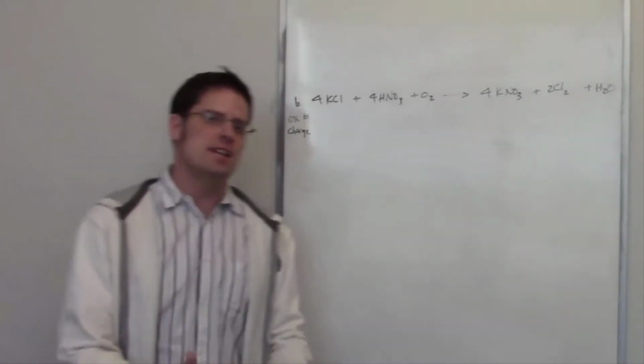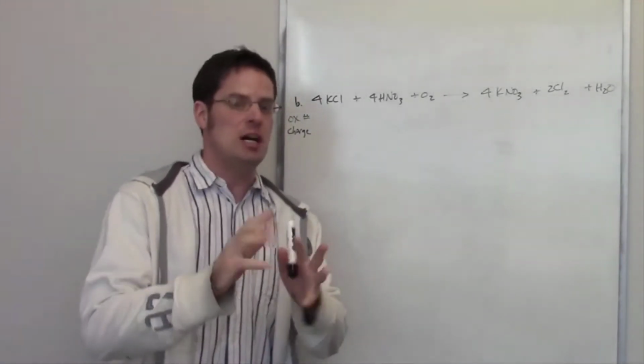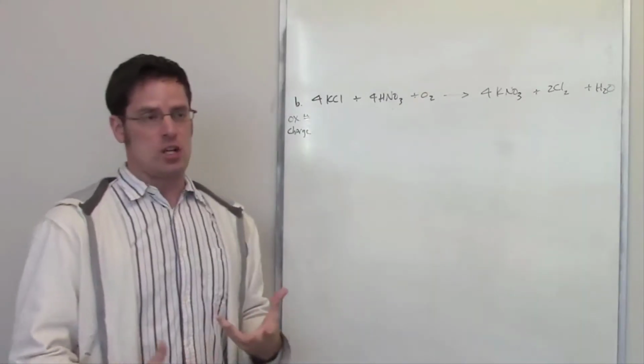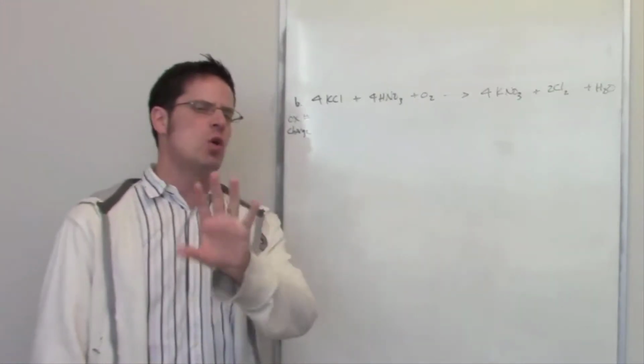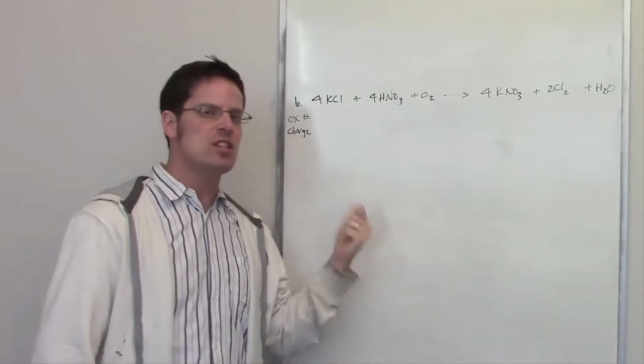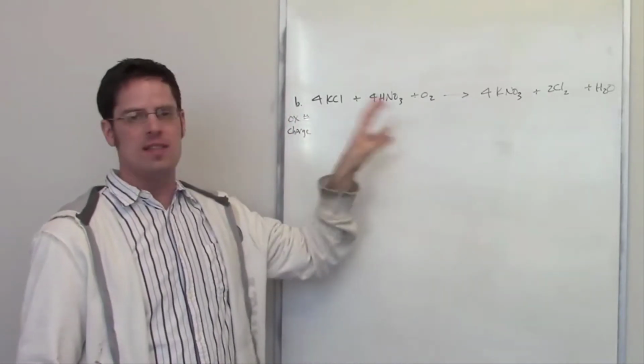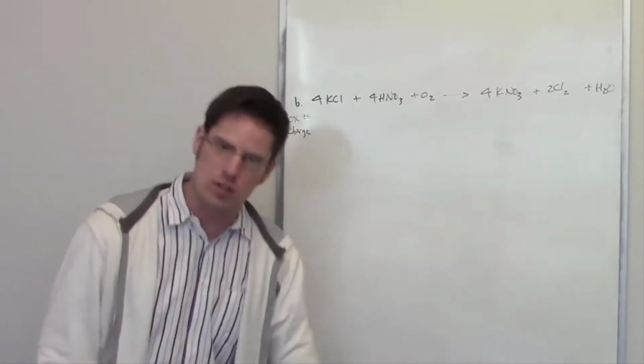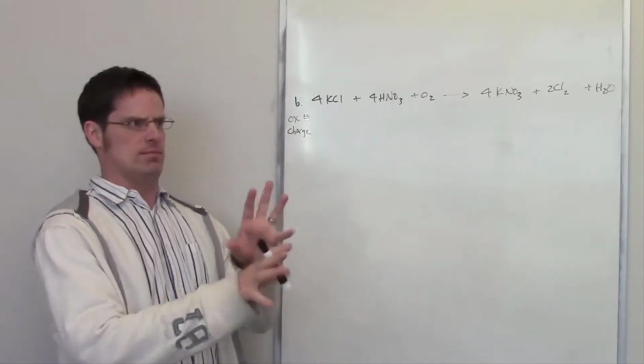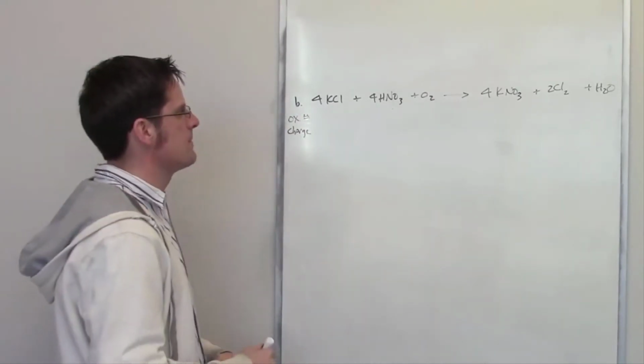I decided to pick this next one because it's also a fun, complicated one. We're asked to determine what's being oxidized and what's being reduced, and of course to do that we're going to start by assigning every single atom in this reaction an oxidation number. And then we look and see who's changed from what to what.